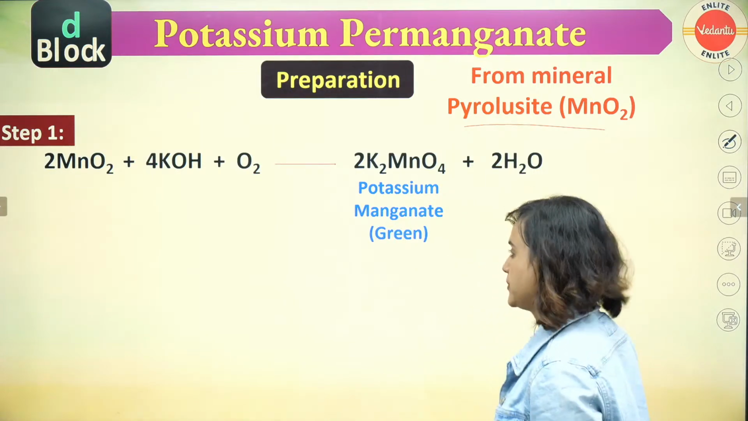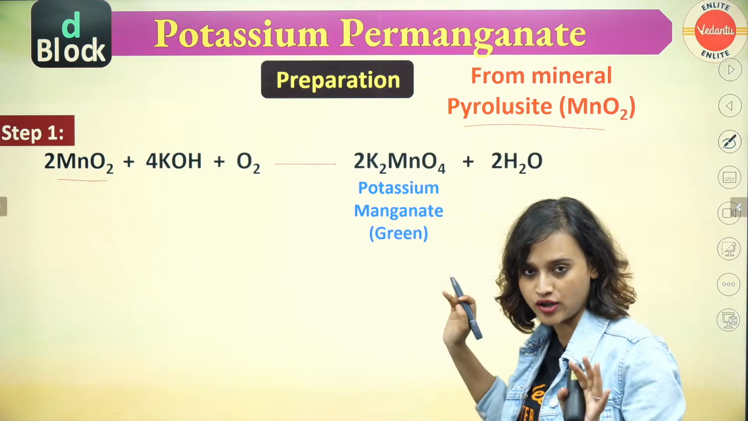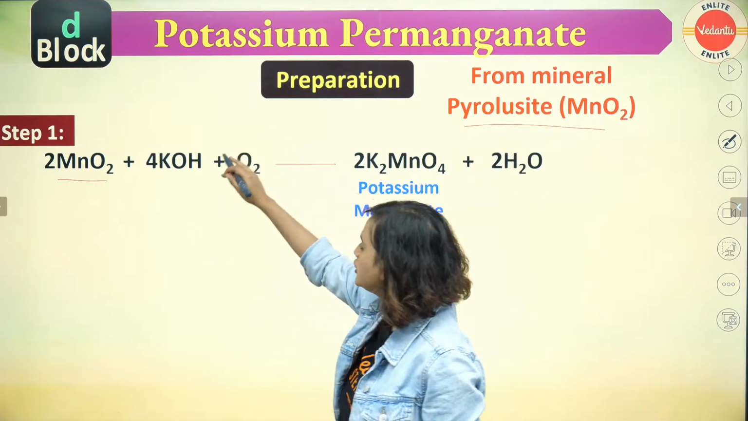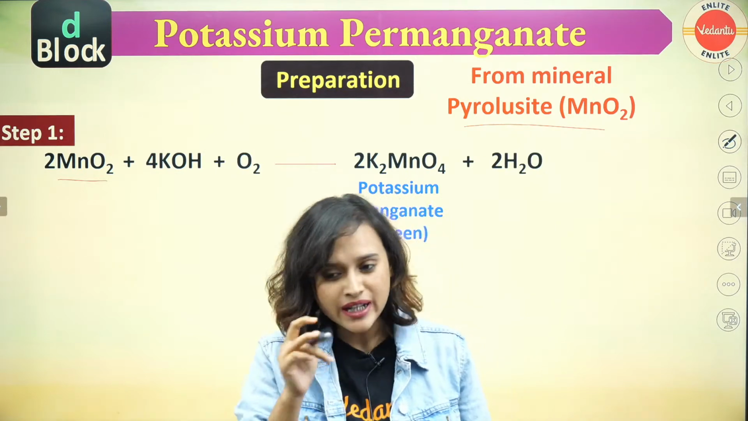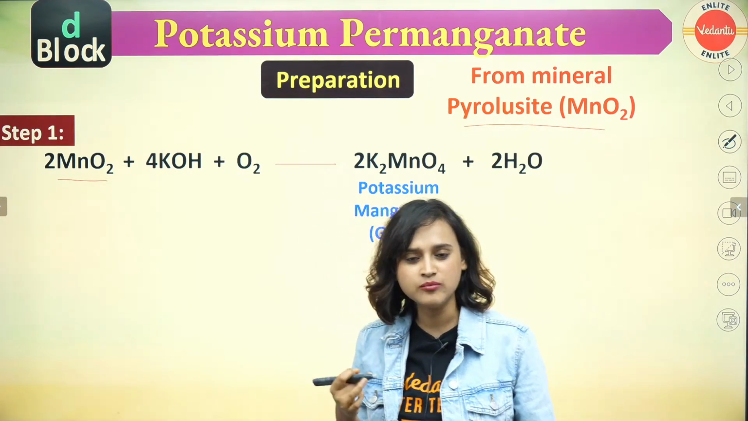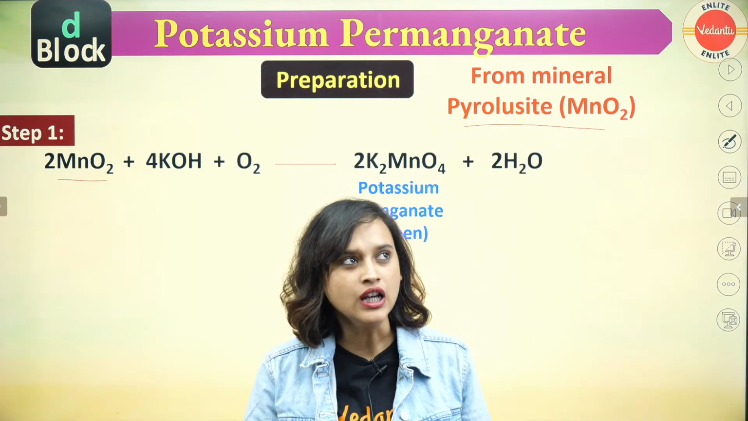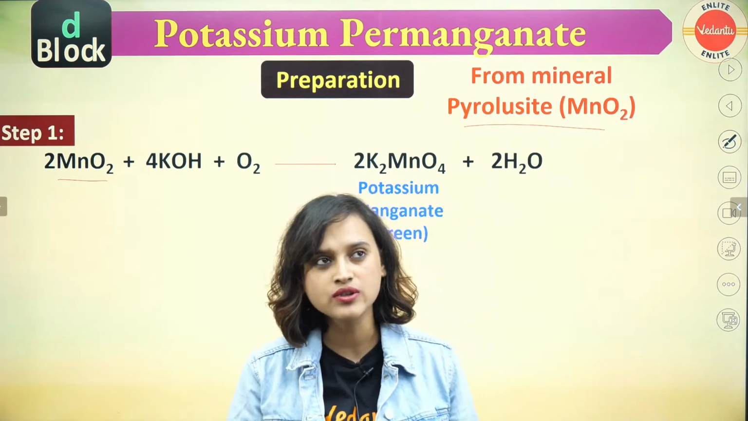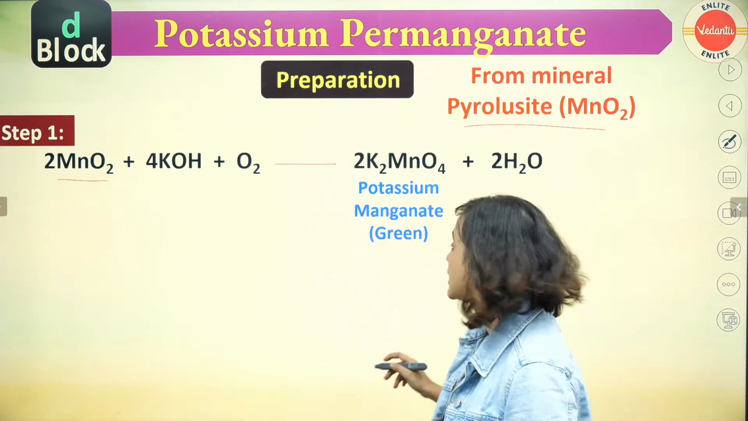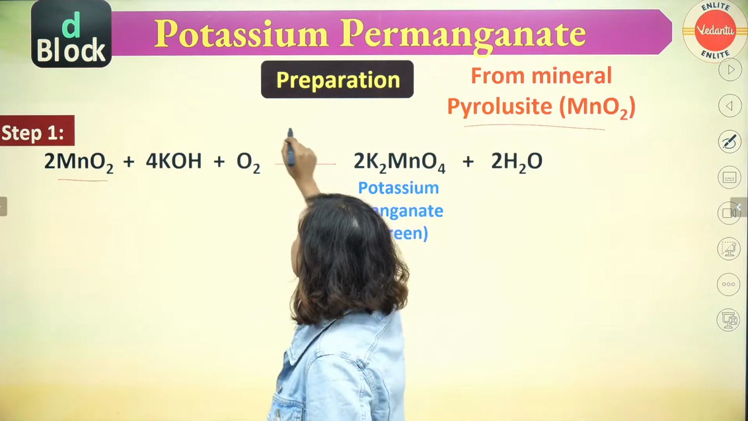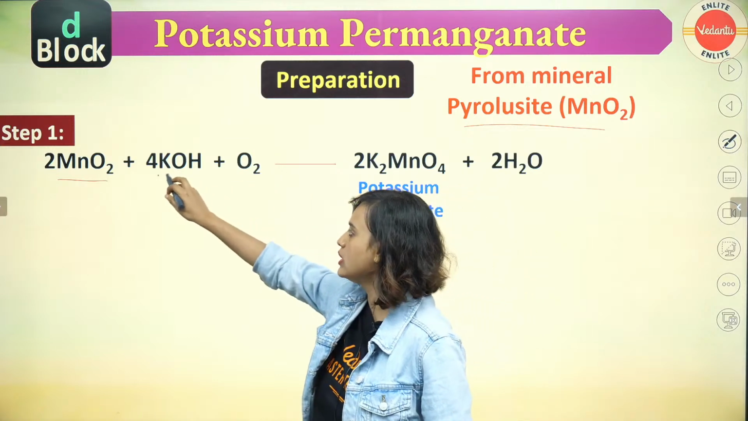Now here, step 1, you will take MnO2, manganese dioxide. Manganese dioxide, you are going to add oxygen. In many books it is written as oxygen, but in reality you usually use KClO3, or what was it? Anyway, I forgot. So you add KOH. This has to be alkaline medium, my dear students. Somebody said acidic medium. No, this is alkaline medium. KOH is alkaline medium, right?